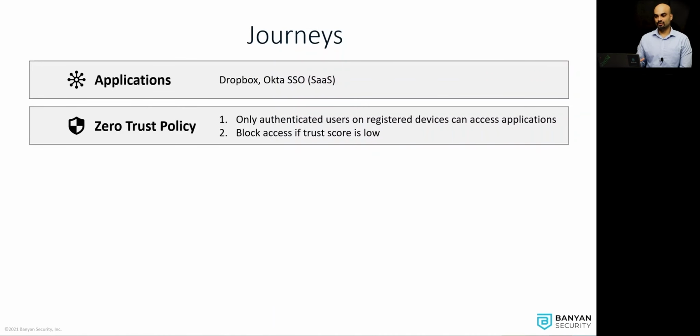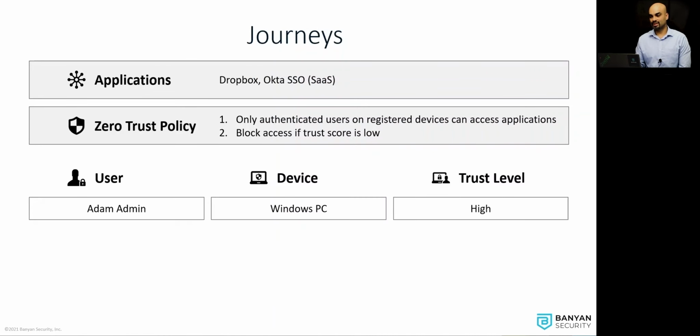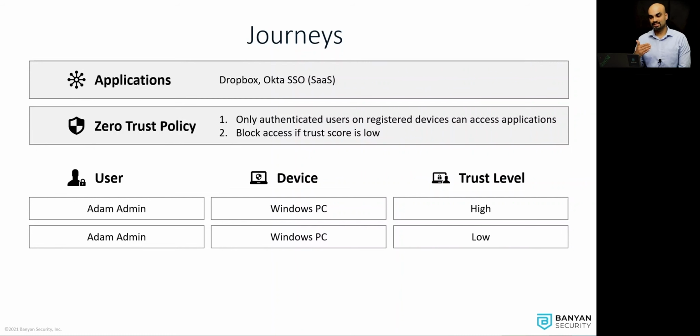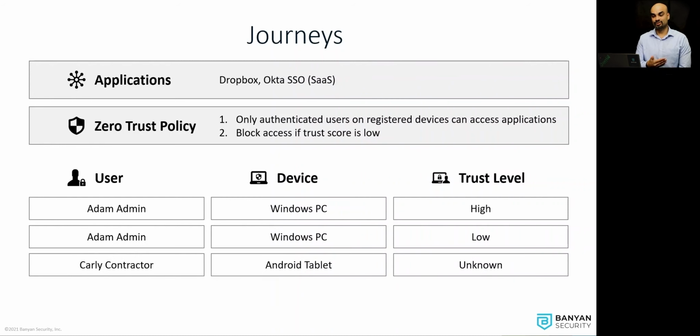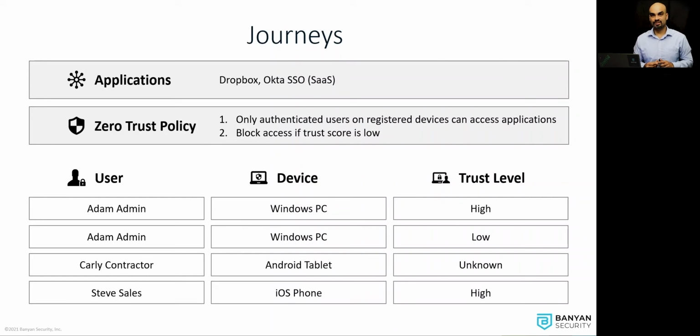We're going to start with the administrator on a Windows laptop who has a high level of trust. We're going to compromise the device and then show you the same device, same user, but now with a low level of trust. Then we're going to show you what happens if your contractor tries to access one of your corporate SaaS applications from an unknown device. And then we're going to show a fluid experience for our sales guy.